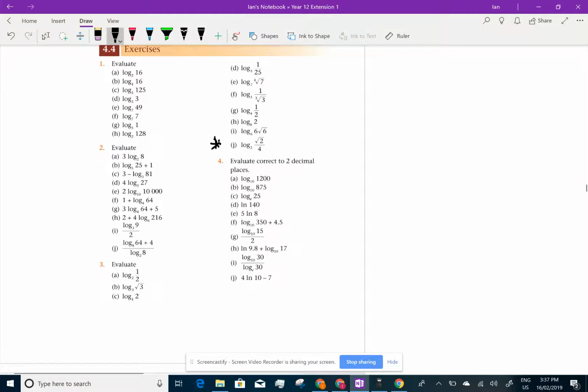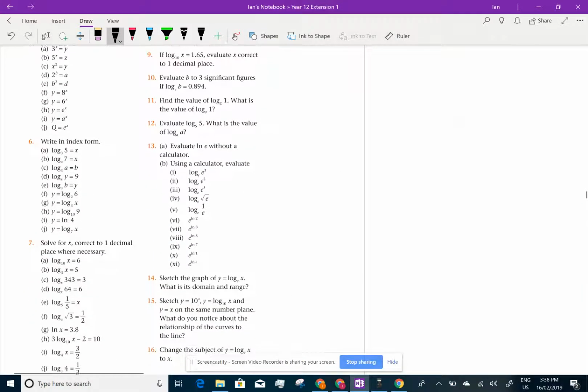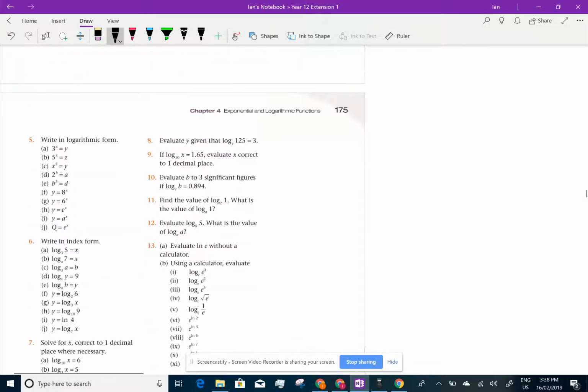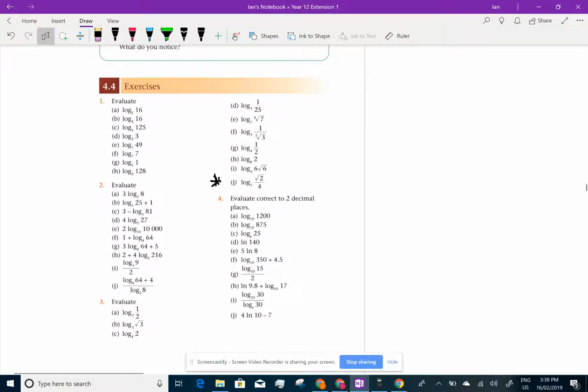I'm going to leave question 4 and then I'm going to do a selection of ones from questions 5 to 16. Because remember, question 4 is just calculator work. So let's have another look at this.